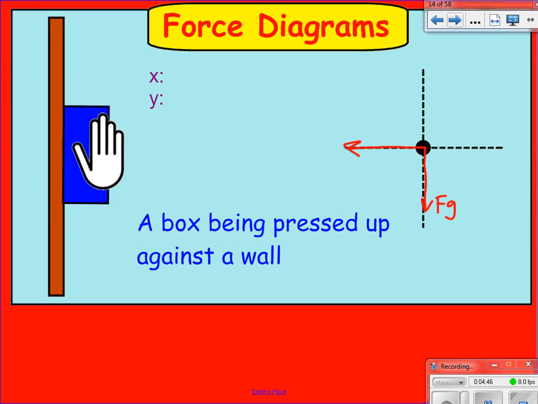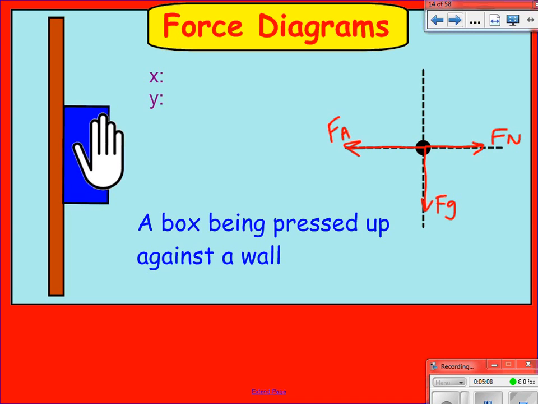Now, what would we call that force? That's a general force. We wouldn't say force hand, so we're just going to call it a force applied, or just force sub A. All right, what else is touching the box? Well, the wall is touching the box, and remember, the wall is going to exert a normal force that's perpendicular away from the surface. So in other words, it's going to look like this.